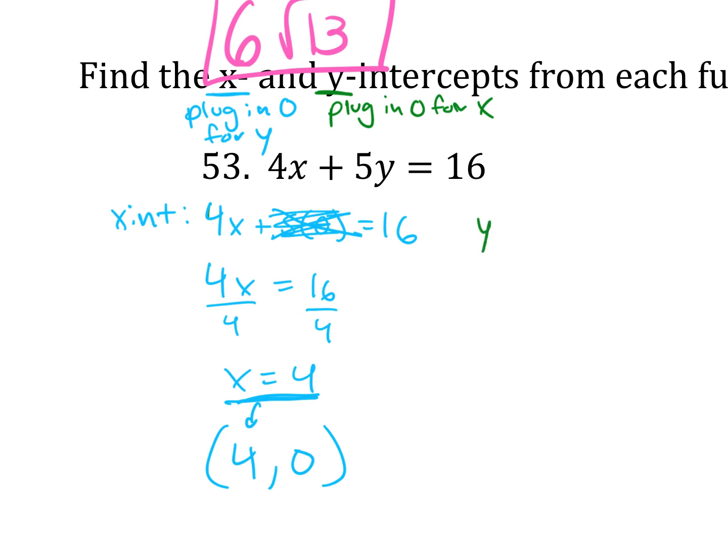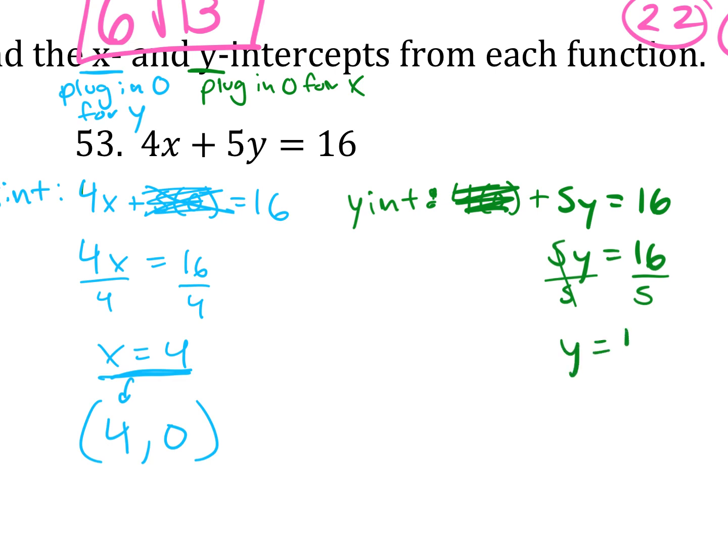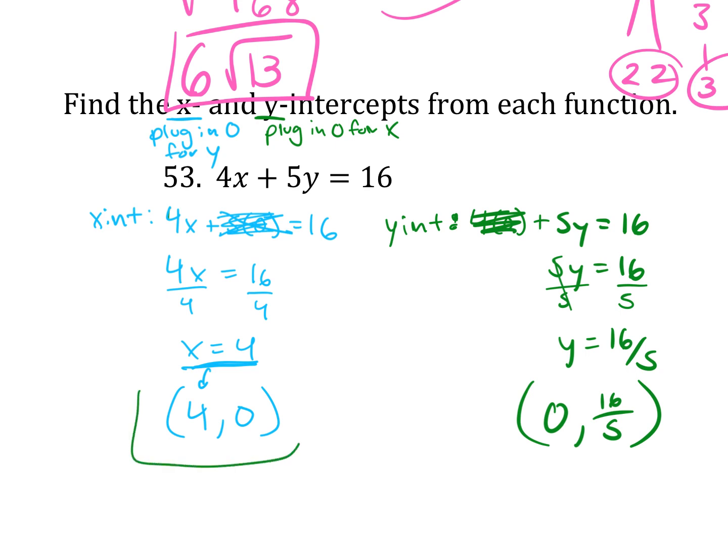Now for our y-intercept, we're plugging in 0 for x. So we have 4 times 0 plus 5y is equal to 16. So 4 times 0 is just 0. 5y is equal to 16. Divide by 5. y is equal to 16 over 5. How would I write that as a point? (0, 16/5). Awesome. So those would be our two answers.